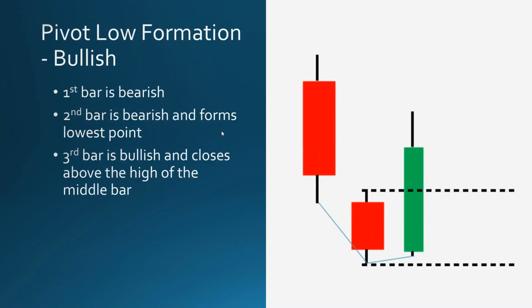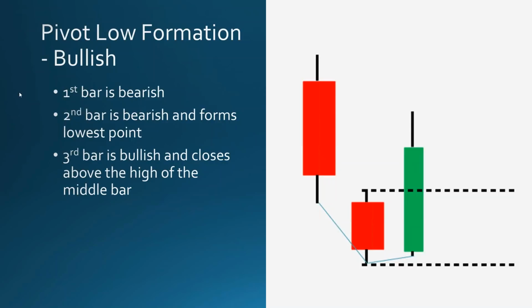Now, a pivot low formation is just about the opposite of a pivot high. In other words, it is preceded by bearish bars. The center bar will be your low. It will be lower than the first bar, and the next bar will be bullish and will close above the high of that center bar. This is what makes it a pivot low, and literally the market will pivot upwards from this low.